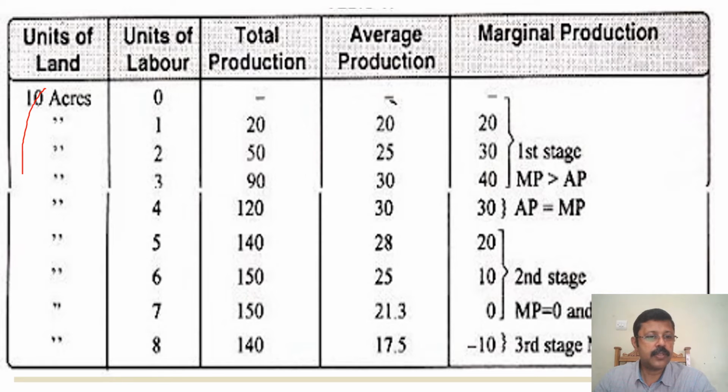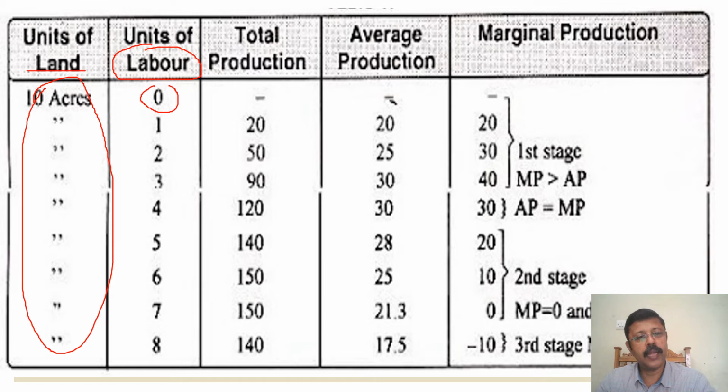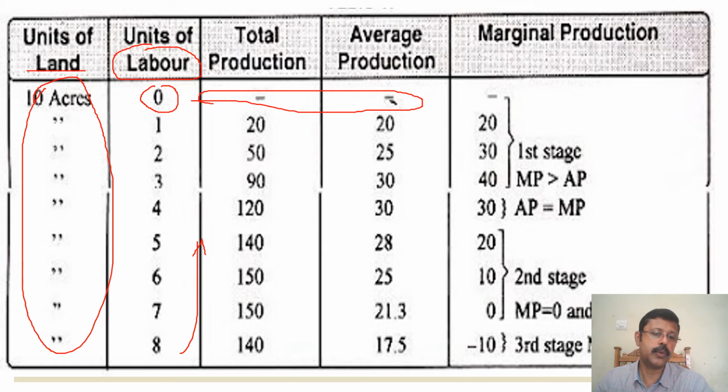So this is fixed, so let us not bother about this particular aspect. Land is fixed. This input is fixed. And this input is variable. And here we have got 0 laborers, so everything is 0. Total product, average product, everything is 0. But we keep on increasing the amount of laborers here, from 1 to 2 to 3 up to 8. So let us see what happens here.